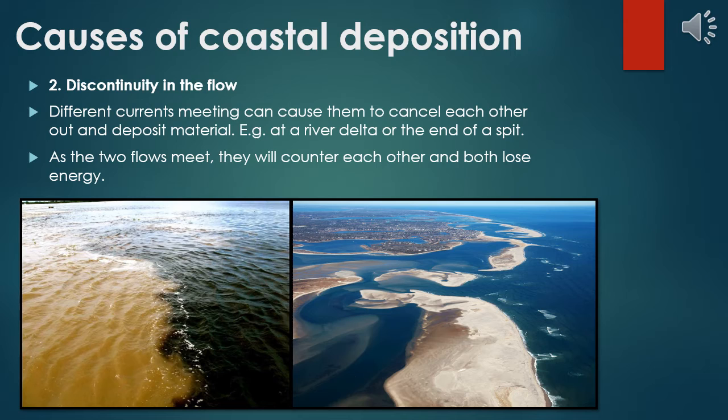The second cause of coastal deposition is a discontinuity in the flow of the water itself. So something slows the water down essentially and interrupts its flow. The picture on the left there, you can see you've got two different bodies of water meeting each other. They'll get in the way. They've got different densities, so the waters aren't actually mixing there, which is why you can see the really clear divide between the left-hand water and the right-hand water.